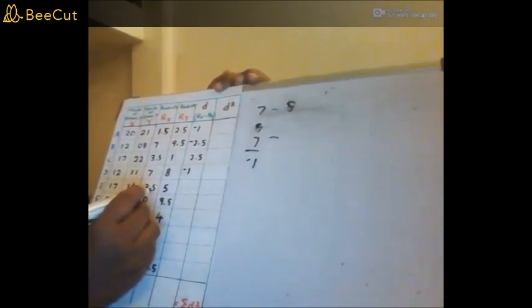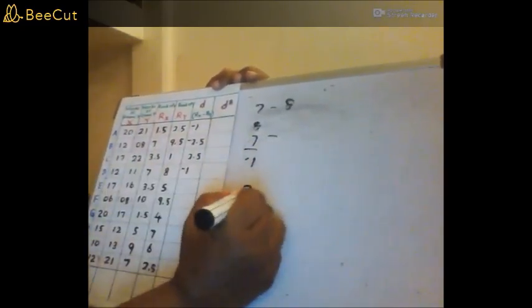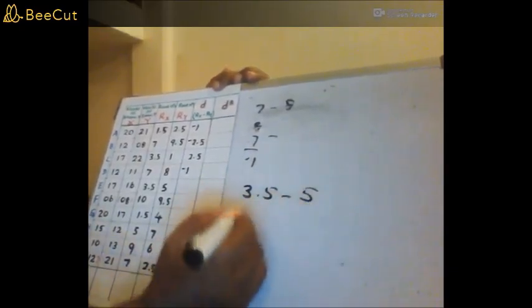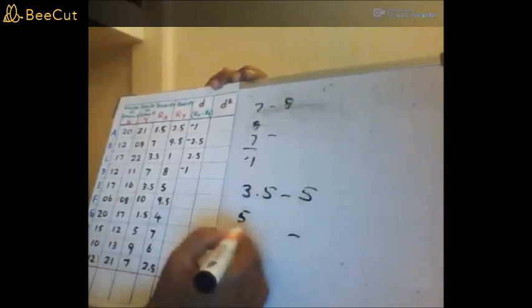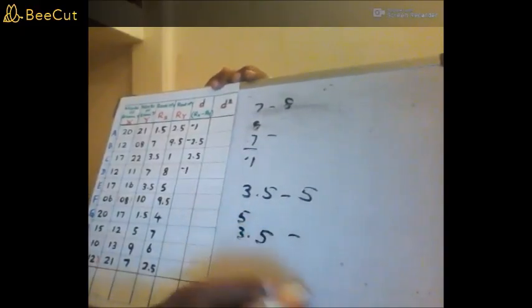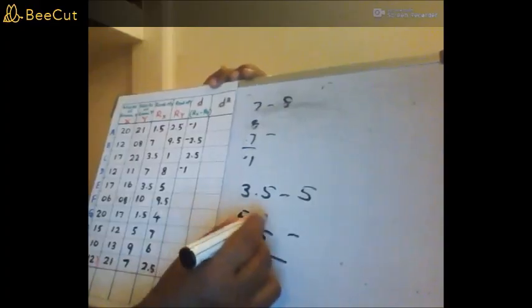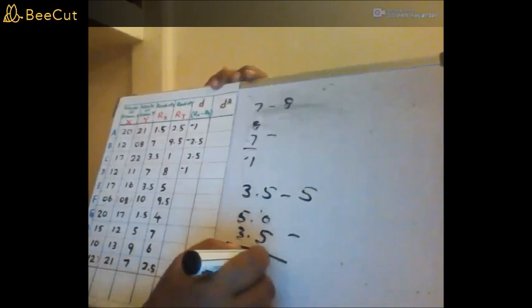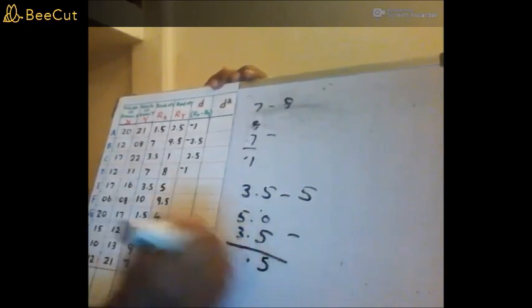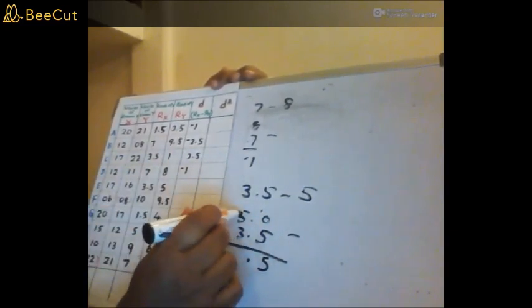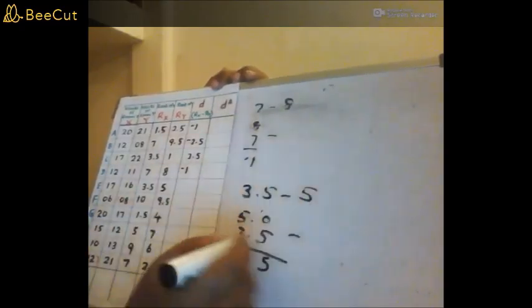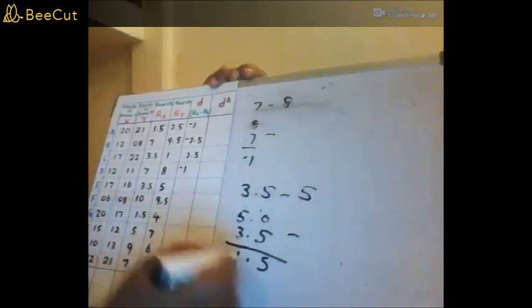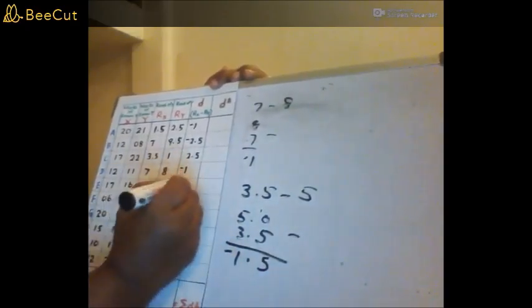Next one, 3.5 minus 5. This one is large. So 5 minus 3.5. Take 1. 10 minus 5, it's 5, decimal point, and here it's 4. 4 minus 3, 1. So it is minus. Don't forget to carry the minus down here. Minus 1.5.